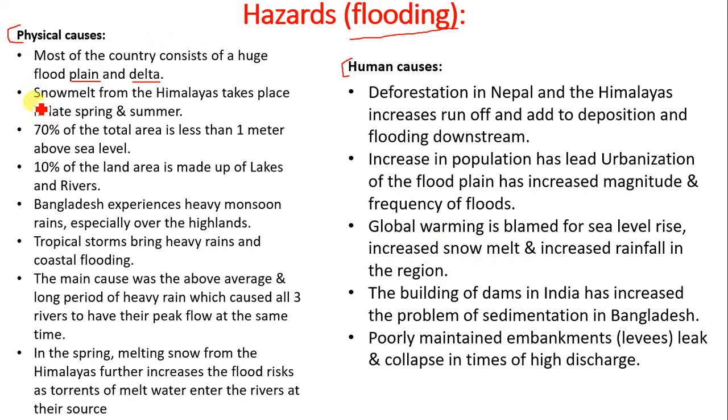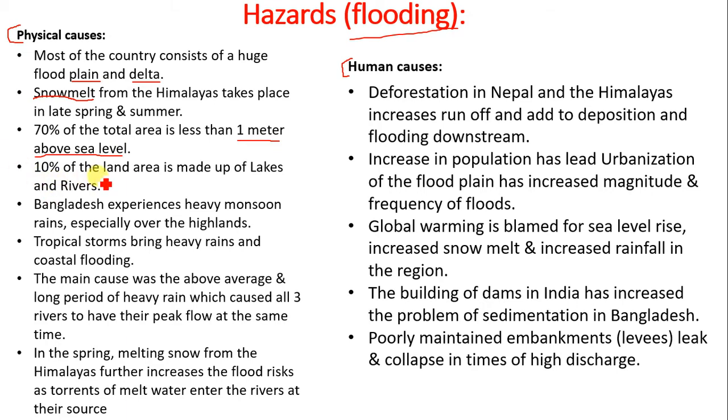Now, snow melt from the Himalayas takes place in late spring and summer, and one of the major impacts of snow melt is that it will increase the river flow, and once there is an increase, there is a high possibility that the river will overflow its bank, thereby leading to flooding along the floodplains and surrounding environment. Now, 70% of the total area is less than 1 meter above sea level. If it's less than 1 meter above sea level, it will be very easy for the river to overflow its bank, except there are artificial or human-made levees to raise the banks.